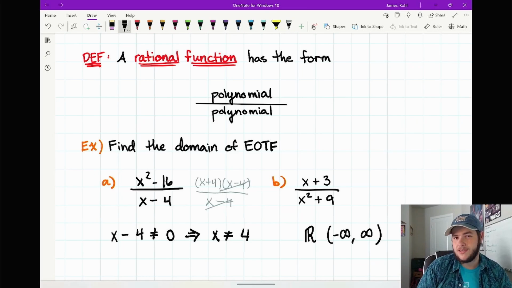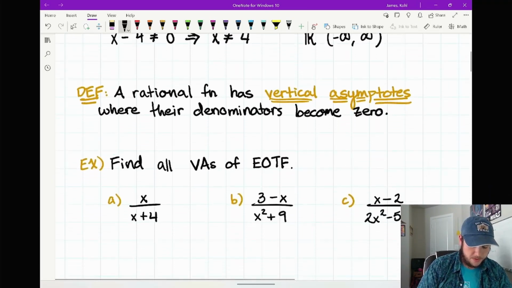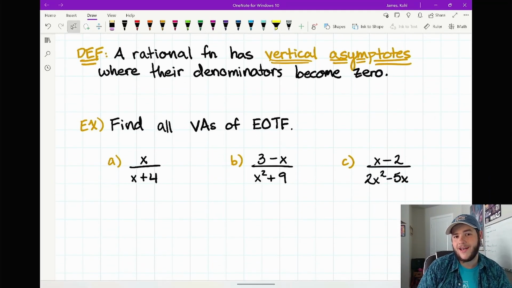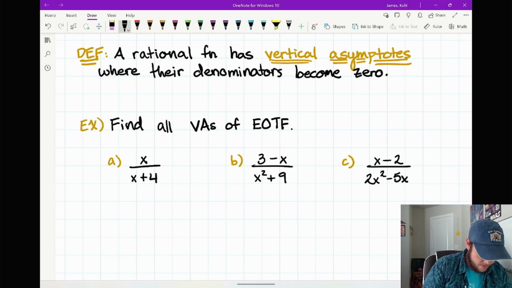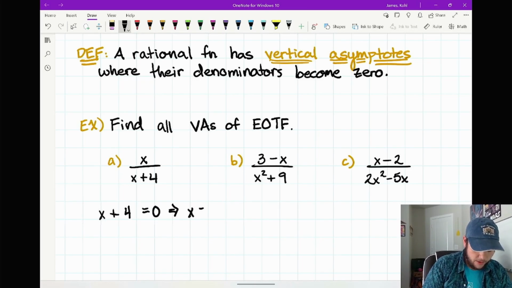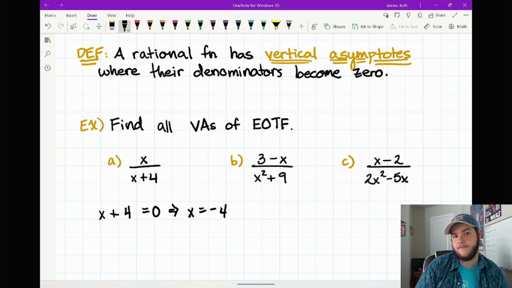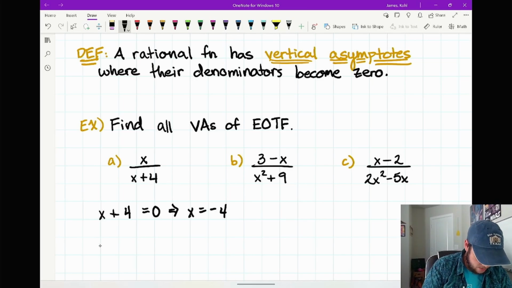A related topic is this idea of vertical asymptotes. Rational functions have vertical asymptotes when their denominators become 0. In the example of part A, this denominator will be 0 when x is negative 4. And again, I'm getting that by subtracting the 4 over to the other side. So there is a vertical asymptote at x equals negative 4.